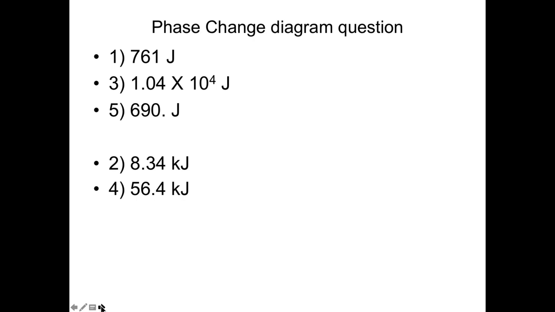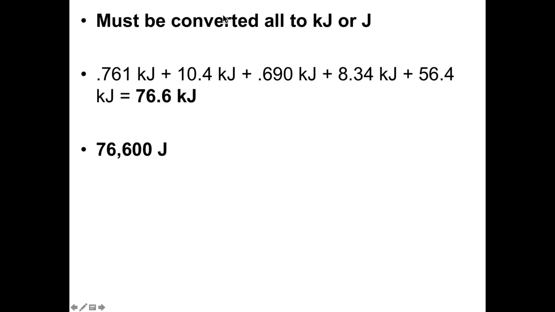The beauty, again, of metric is that anything that has kilo is basically 1,000. So either you need to convert this to joules or those to kilojoules to make that work. For this one, I converted them all to kilojoules. So 761 joules will be 0.761. The kilojoules for raising up the temperature of water is 10.4.